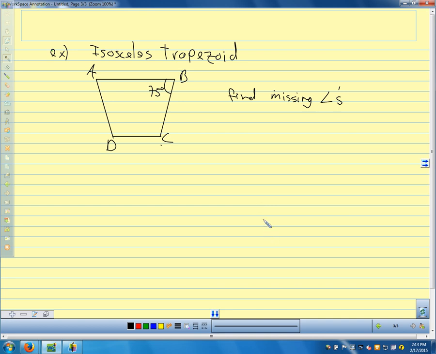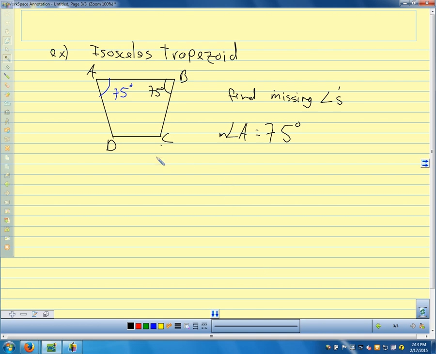Since this is an isosceles trapezoid, which one's the easiest to find? Angle A. And what would angle A be? 75. The base angles are congruent. So we know that this is 75 degrees.